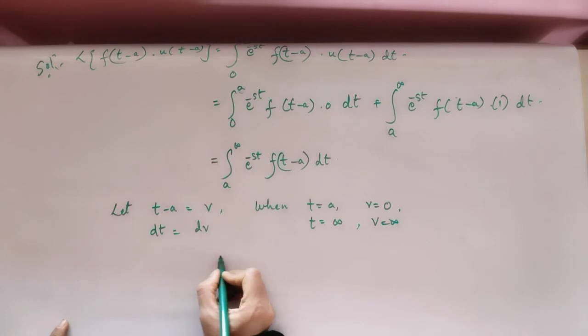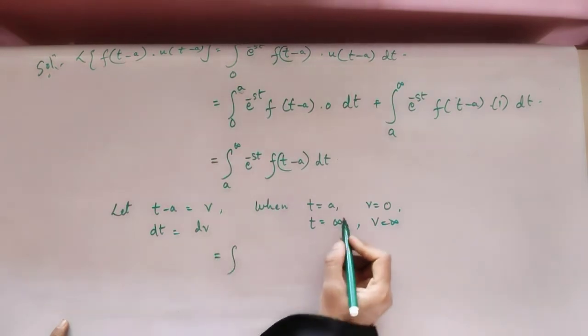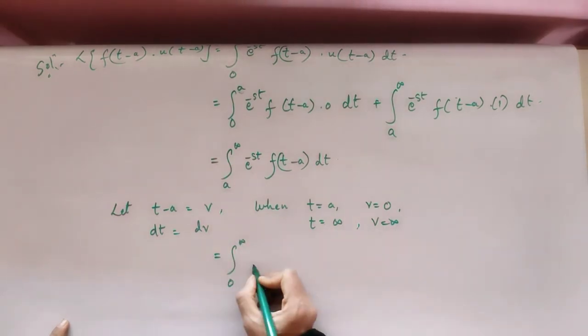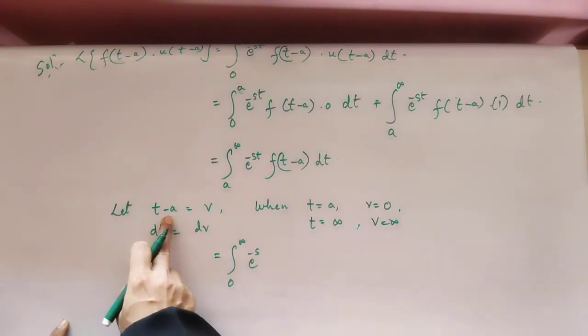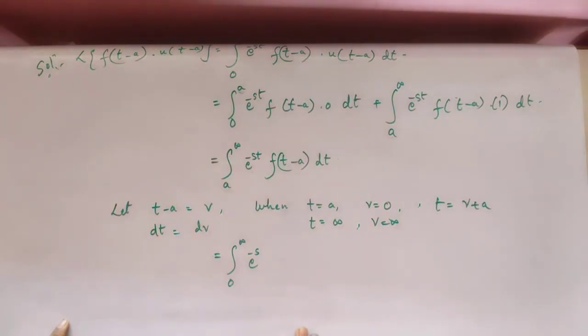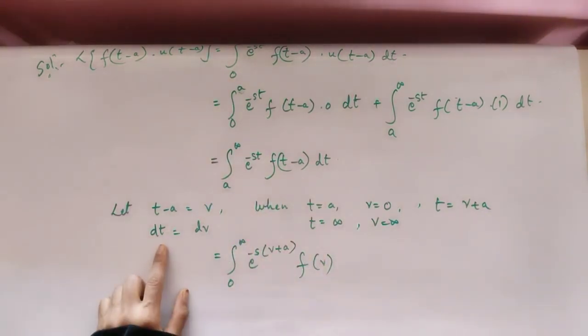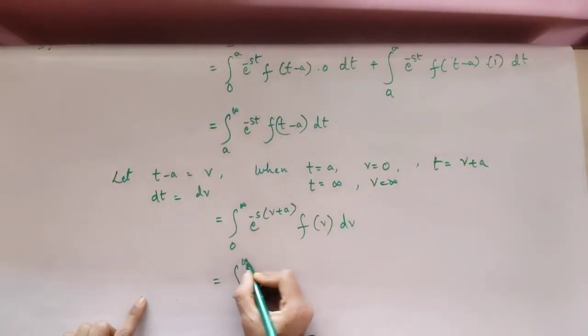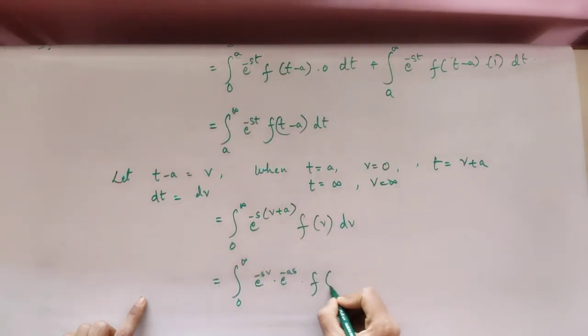So you have this equal to integration from 0 to infinity, since when t is a, v is 0, and when t is infinity, v is also infinity. e to the power minus s as it is, and since you are substituting t minus a as v, what should t be? v plus a, yes or no? So v plus a we have to write, into f(v), because t minus a is v, and dt is dv. Now this is equal to integration from 0 to infinity, let us split the terms, e to the power minus sv into e to the power minus sa, into f(v) dv.